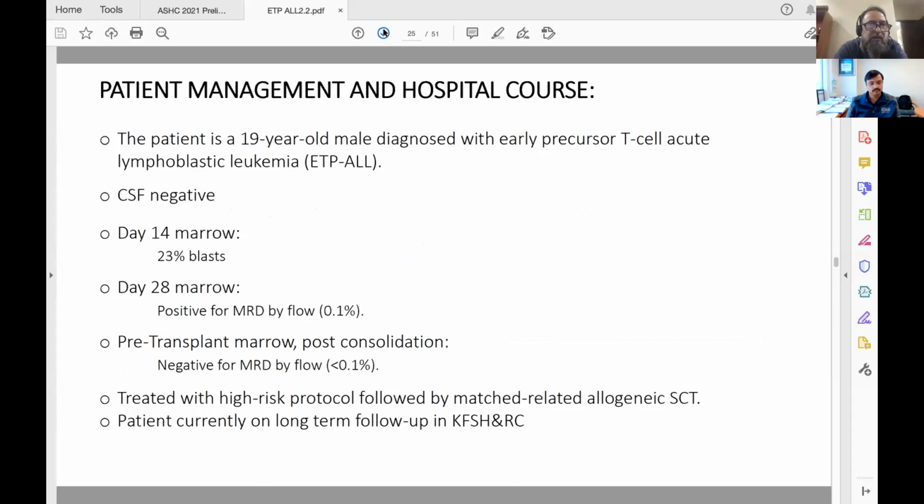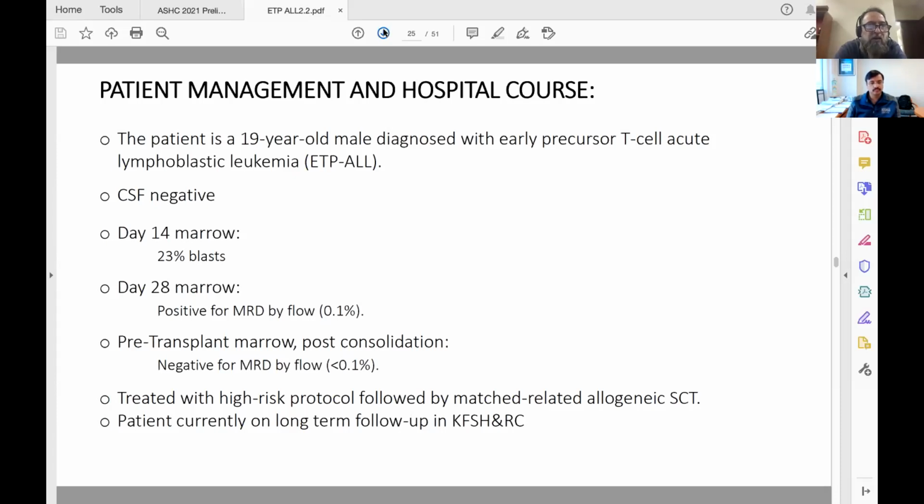And he was, I think, 15 maybe at the time, and I think he was seen by the pediatric team. I'm not sure. Yeah, I think it was initially the pediatrics, and they did transplant this patient after going into CR. So that's the good news. And the patient is currently still alive and on long-term follow-up at KSH.